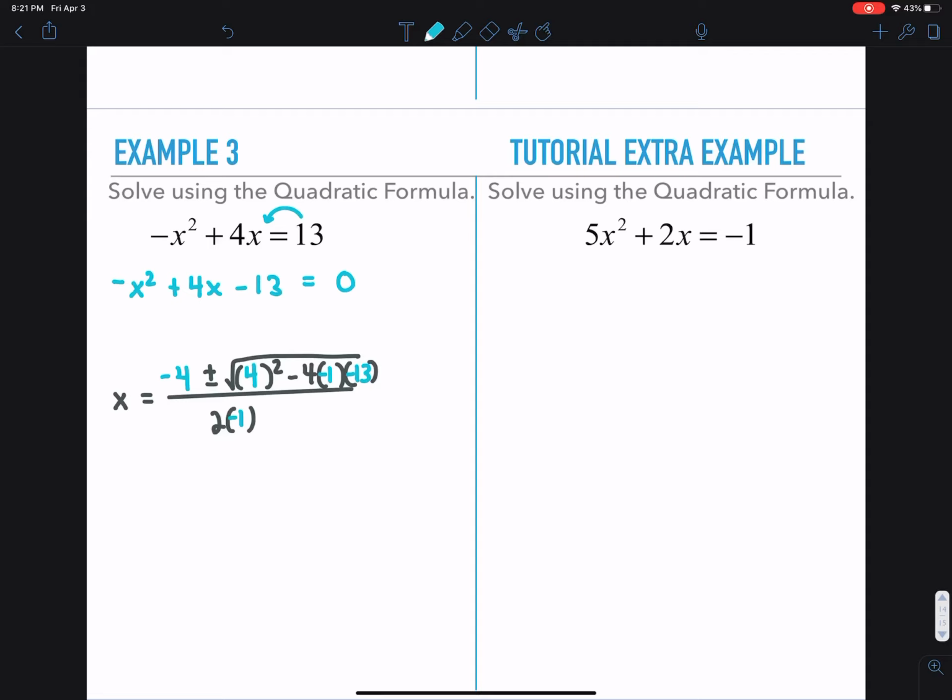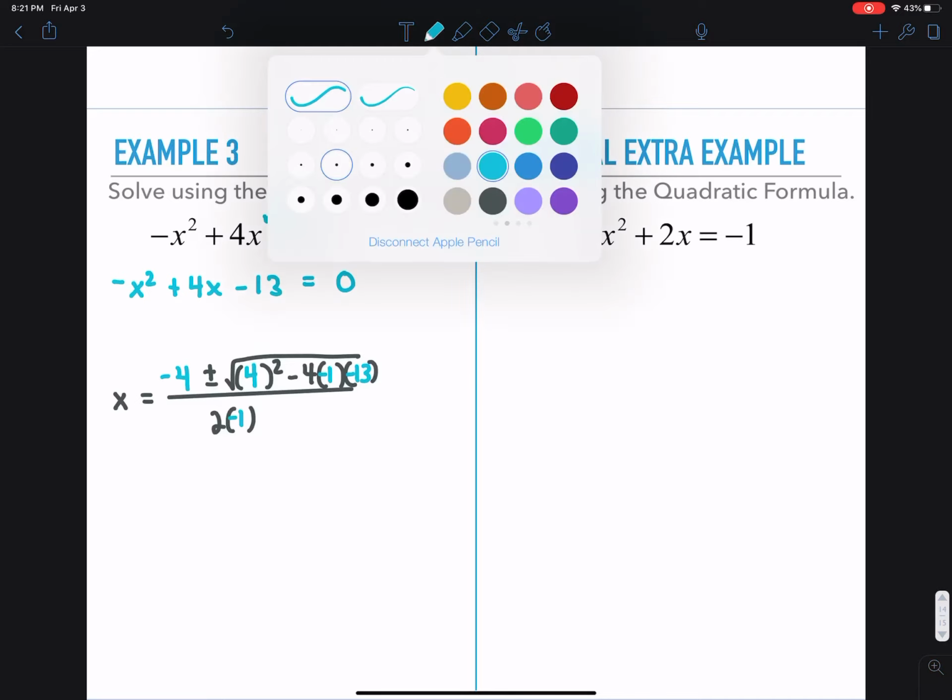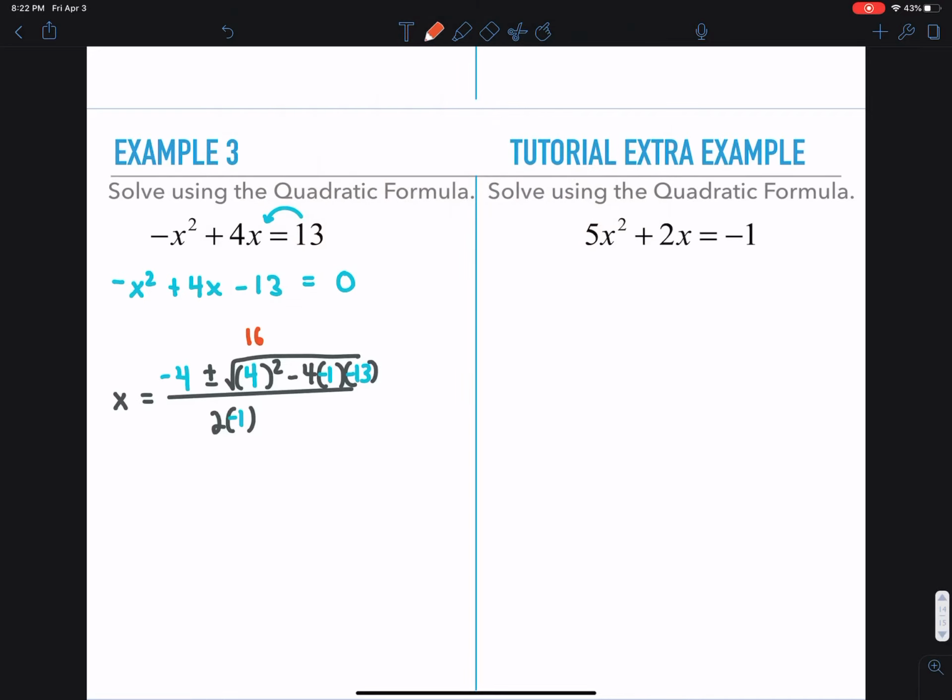So 4 squared is 16, and then 4 times 13 is 52. So 16 minus 52 is going to give us negative 36. And that's underneath the radical. So this is where our imaginary solution comes in.